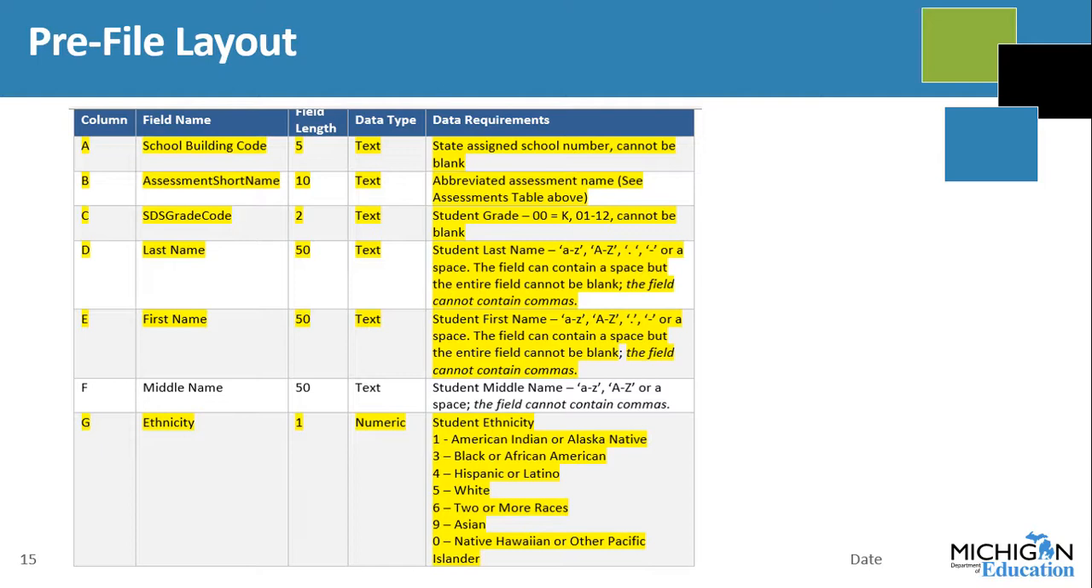The pre-ID file layout document is larger than this, but the fields that are highlighted, which is the basic student information, is all that is required to be in the file. Each field is required to be a part of the file, but you are only required to populate the student data in the highlighted fields.